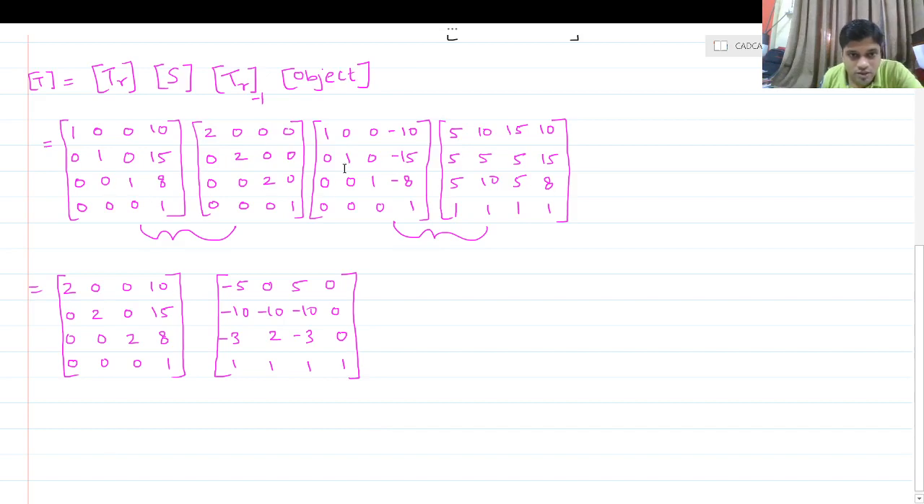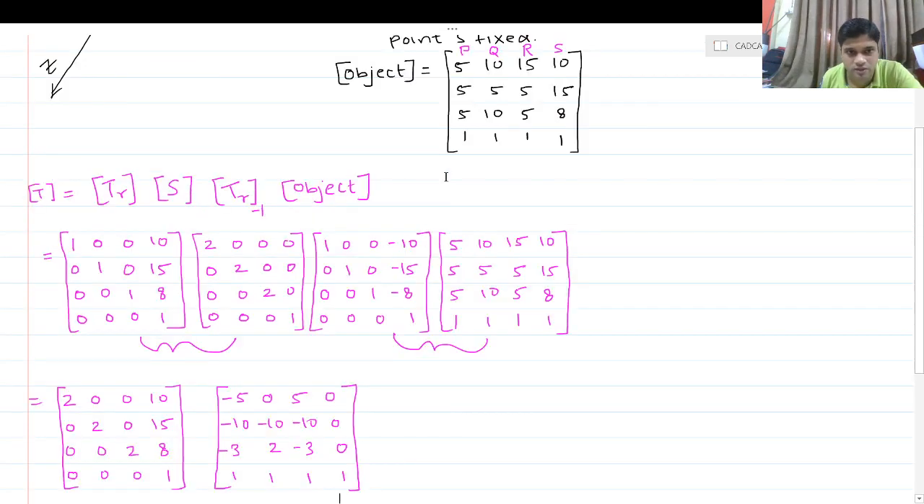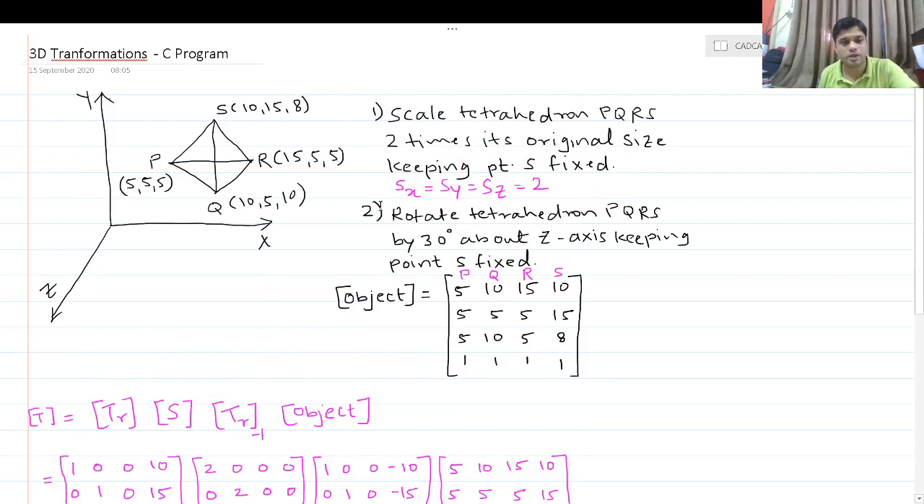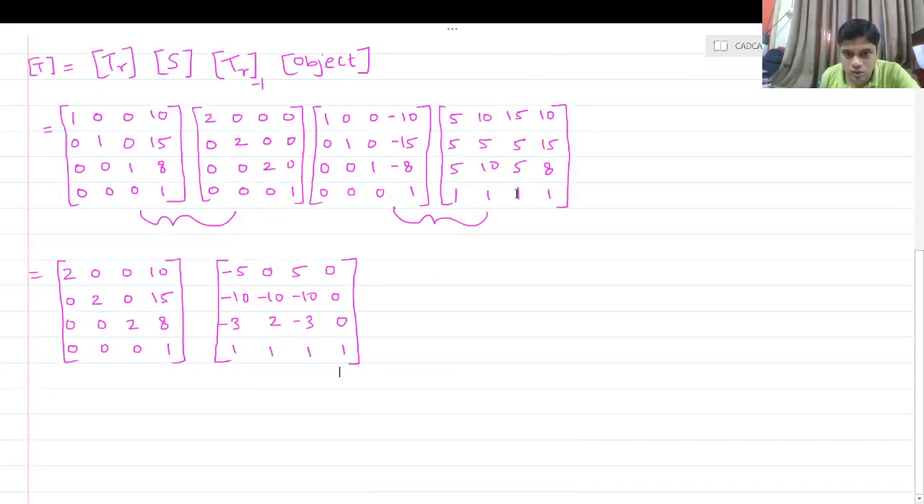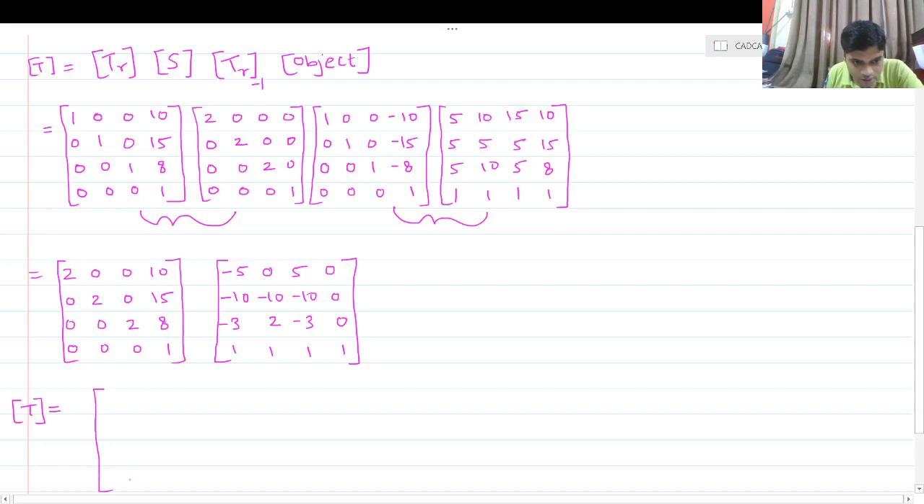So everywhere you can see the matrix is of the order 4 by 4, since we have taken the tetrahedron which has 4 vertices. Okay, so the last row of the object matrix is entirely 1 because we are representing in the homogeneous coordinates. So when I find the answer of this multiplication, I will get the transformed coordinates of the tetrahedron. So I will write that here. I will again write it column wise so that we get the coordinates. Okay, we understand what the coordinates are.